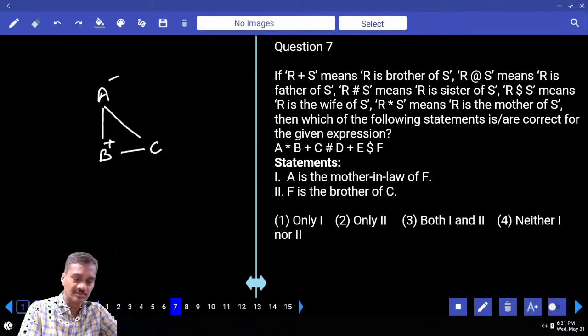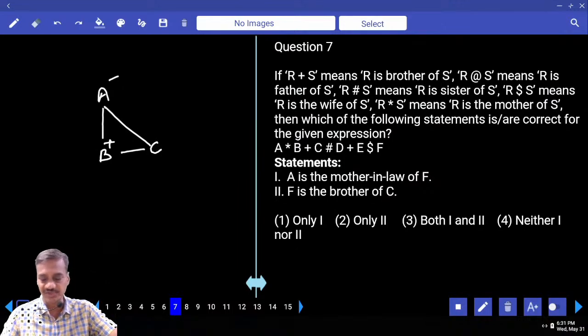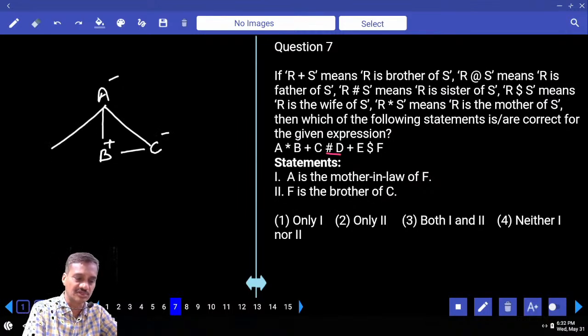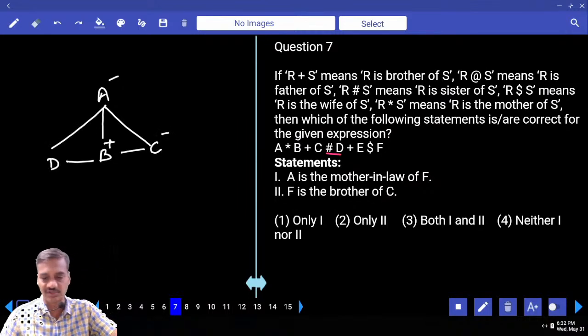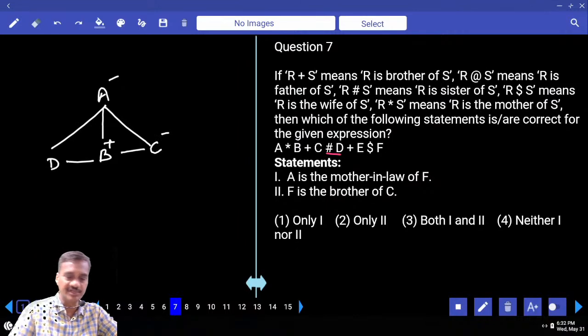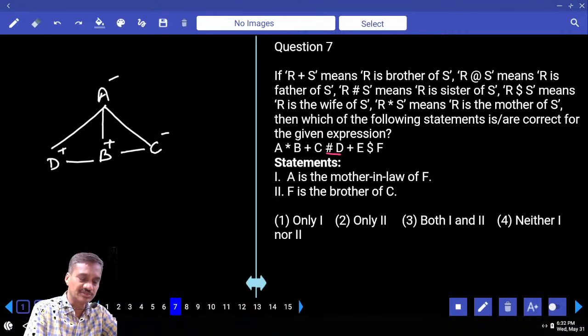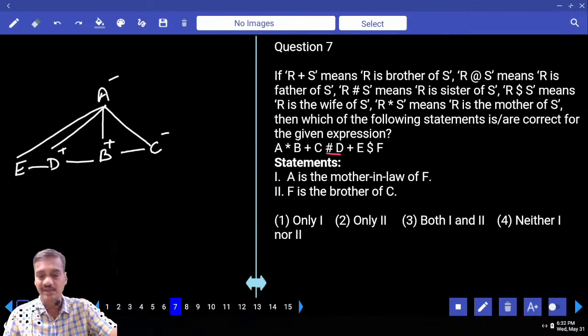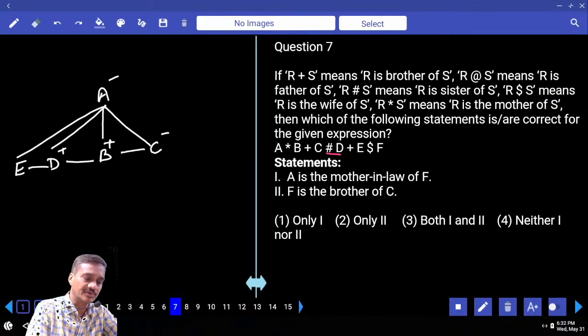And next one, B is the brother of C, and C hash. And hash stands for sister. Now C is the sister of whom? C is the sister of D. And C is the sister of D, D plus. Now D is the brother of E. Now this D is the brother of E, and these 4 persons are siblings. E dollar. Dollar stands for E is the wife of F. Now E is the wife of F, E and F are a married couple.